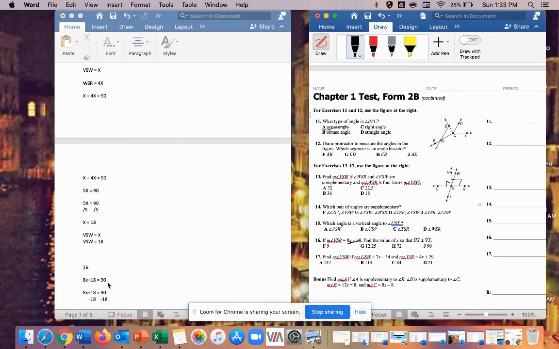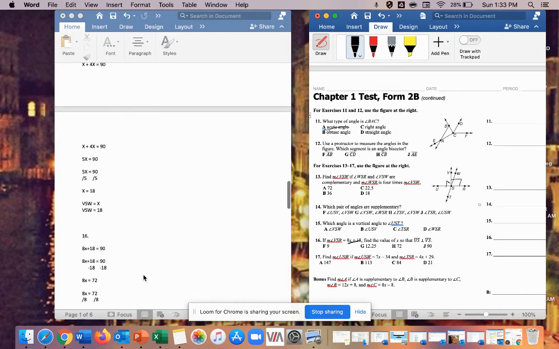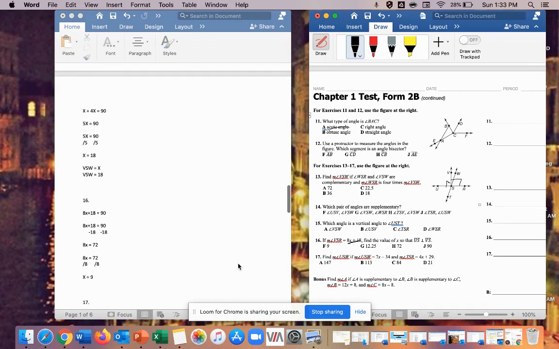So 8X plus 18 equals 90, right? Subtract 18 from both sides. 8X equals 72. Divide by 8 on both sides. X equals 9. All right, luckily we were trying to solve for X. Find the value of X. So for this one, X would be 9. All right, last big problem here.